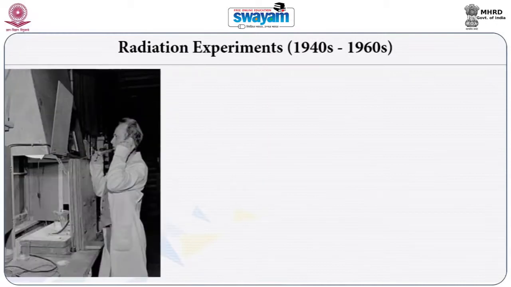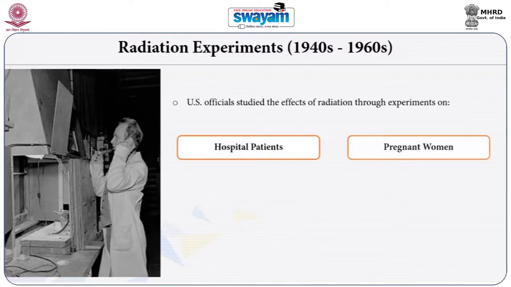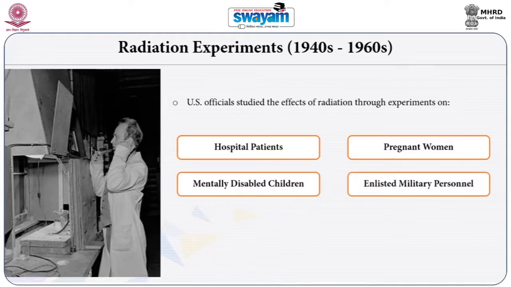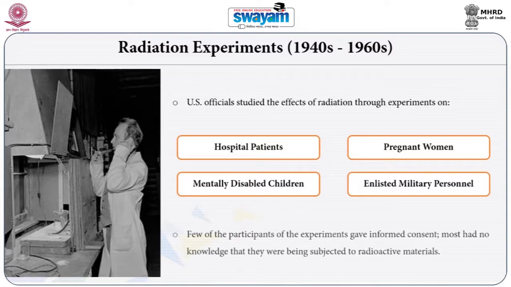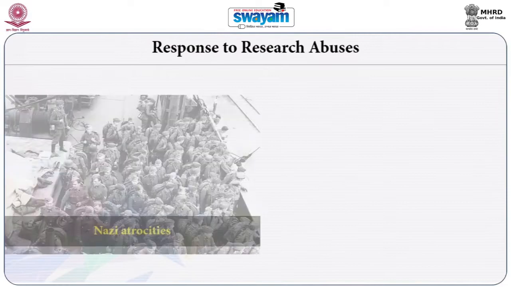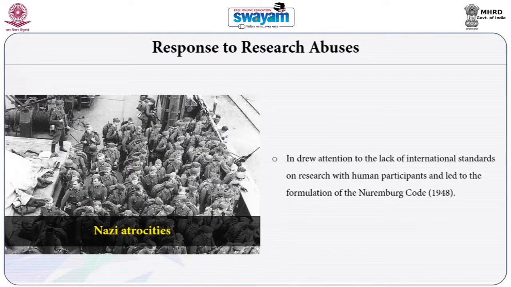In the case of radiation experiments in the 1940s to 1960s, US officials studied the effects of radiation through experiments on hospital patients, pregnant women, mentally disabled children, and enlisted military personnel. Few of the participants of the experiments gave informed consent. Most had no knowledge that they were being subjected to radioactive materials. As a response to research abuses, some major decisions were taken.